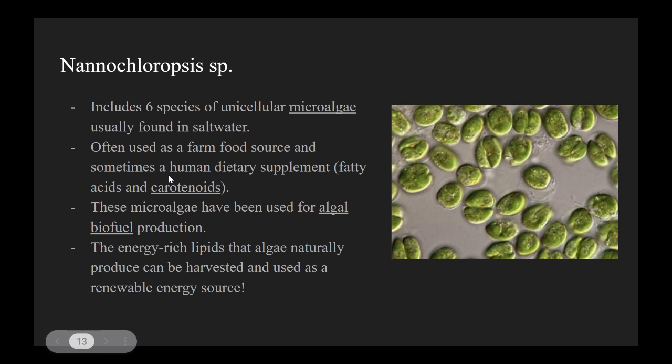The nutrients are so good that sometimes we even use them as human dietary supplements because they contain fatty acids, like the omega-3 fatty acid supplements you may have heard of. Then they also have carotenoids, which include some vitamins that are important for our body, like I believe vitamin A falls under that category. So these microalgae are pretty useful for nutrients. Recently, they've also been used for what's called algal biofuel production.